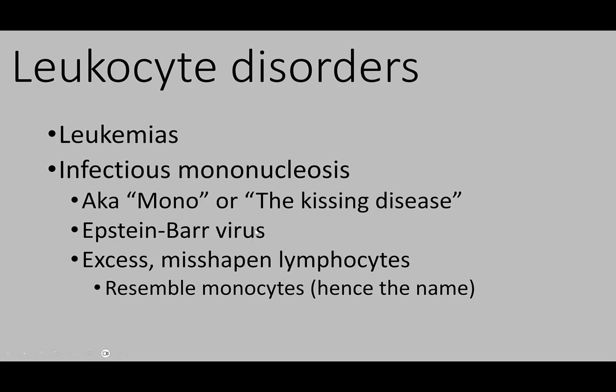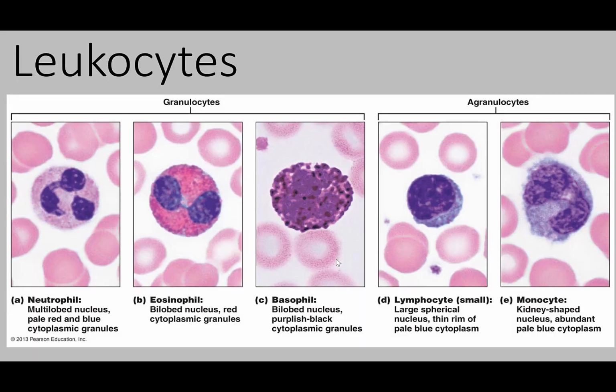It's caused by the Epstein-Barr virus, and it affects lymphocytes. Now let's go back to look at lymphocytes for a moment. Here is a lymphocyte. Now it's hard to tell from this image, but if we look down here at the bottom, it says small, because lymphocytes are very small cells compared to other cells. And when we look at them under a microscope, it's got this very distinct nucleus. But when it is affected by the Epstein-Barr virus, it will cause it to enlarge a bit, and the nucleus becomes misshapen and starts to resemble that of a monocyte.